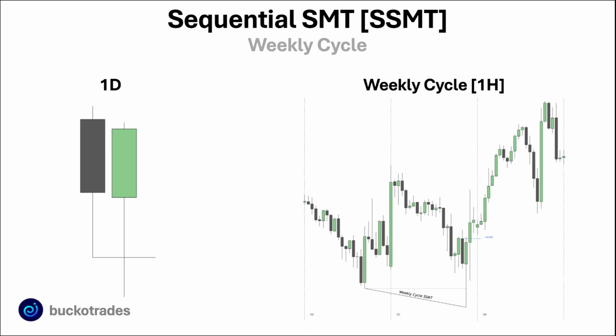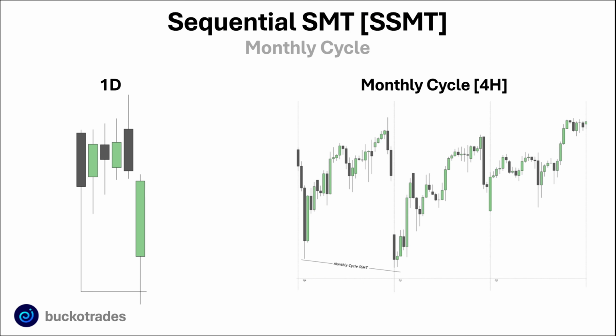Next we're going to be taking a look at monthly cycle SSMT, which is of course SMT between 2 consecutive weeks. Whenever you see a large amount of candles run below, like on the example to the left, and then we close back above, make sure to drop down to the 4-hour chart and see if we have any monthly cycle SSMT.